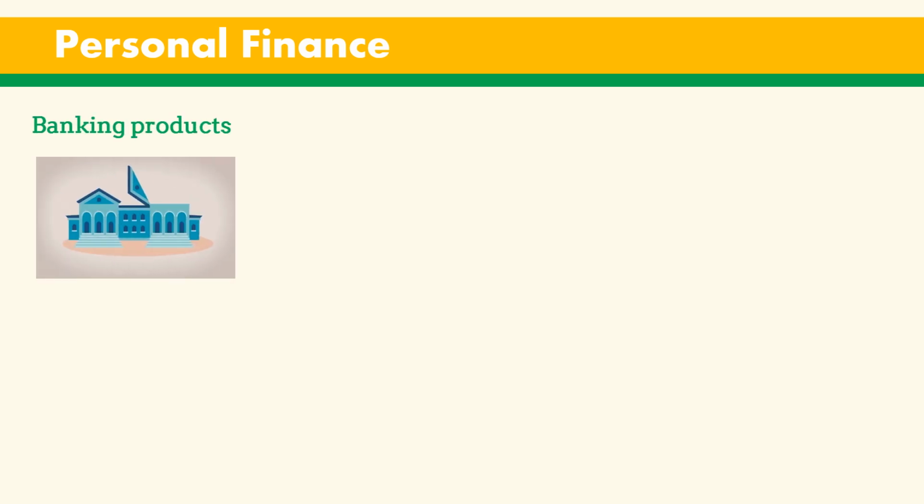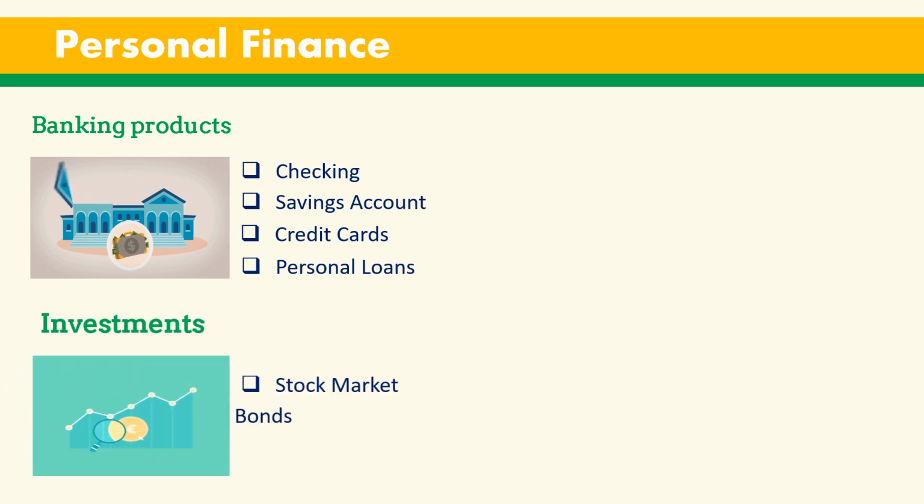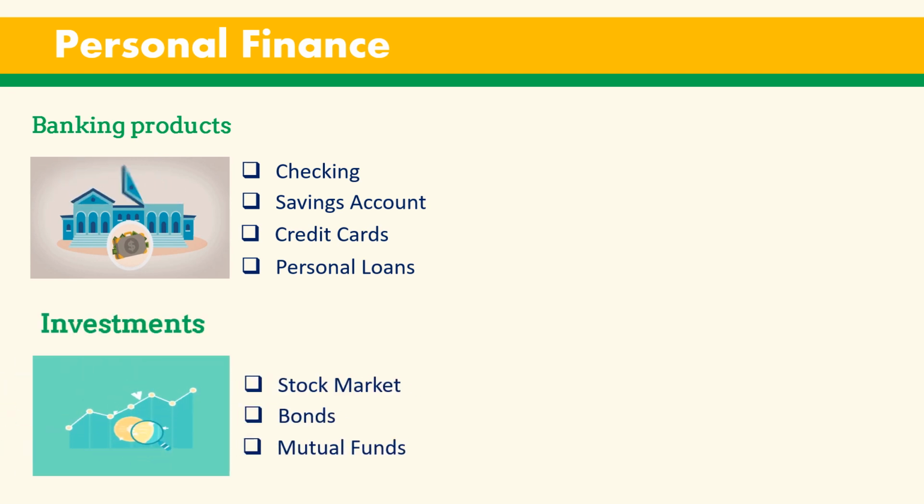Now we're going to see some ways a person can finance himself. A person can finance himself through bank products: checking and saving accounts, credit cards, and personal loans. A person can save his money in a saving account in a bank. He can get credit through the credit card. He can also borrow a loan from a bank with some interest. And he can also invest money in the stock market, bonds, or mutual funds. These are done expecting some return out of the shares that we invest in. The risk varies across the above three.